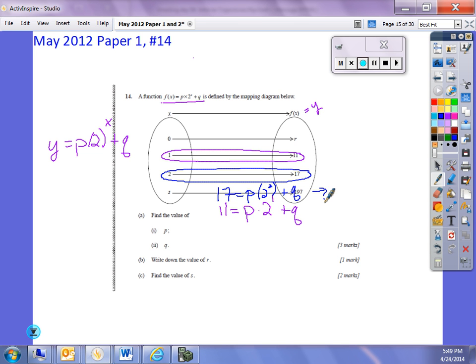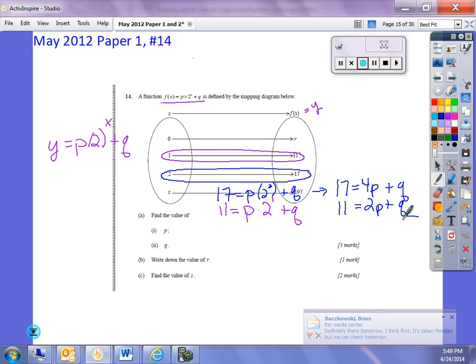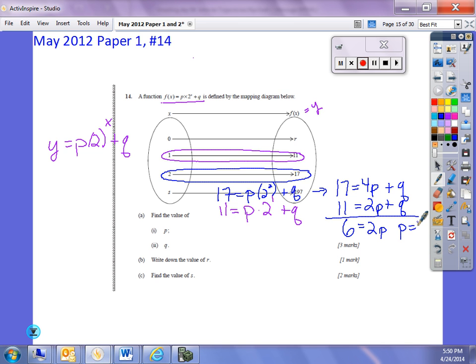All right, let's rewrite those equations. 17 is equal to 4p plus q. 11 is equal to 2p plus q. We know that when we solve a system of equations, we can subtract. 17 minus 11 is 6. 4p minus 2p is 2p. And look at that, q disappears. It's a beautiful thing. So 6 divided by 2 is 3. p is equal to 3.